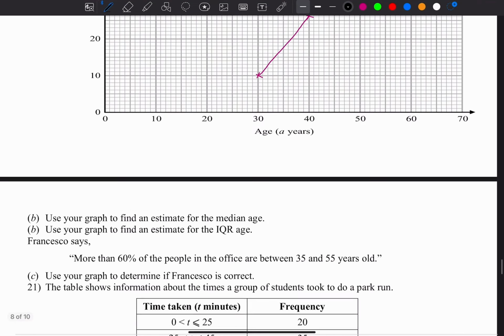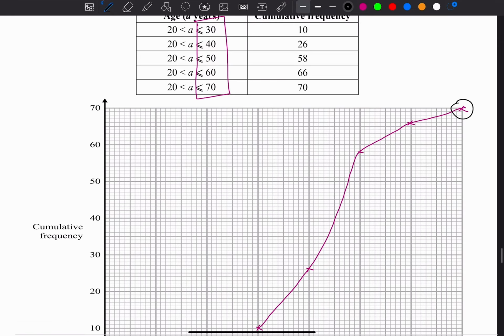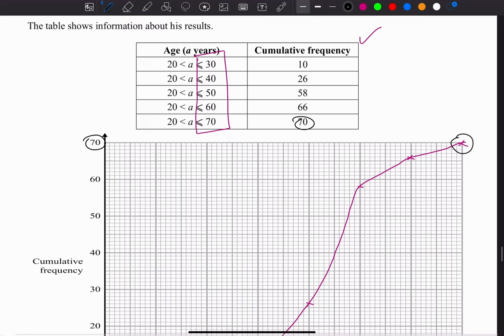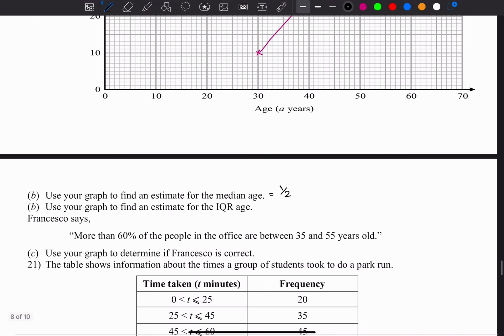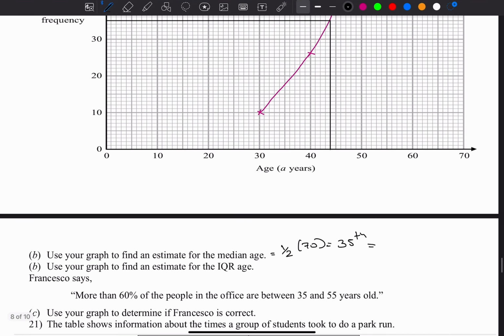Use your graph to find the median. Median is a half n. N is the total number of data, which is 70. You could tell it's 70 here anyway. Half of 70 is the 35th value. If you read the 35th value, I'm getting 44. You may get 43, 44, 45 roughly.